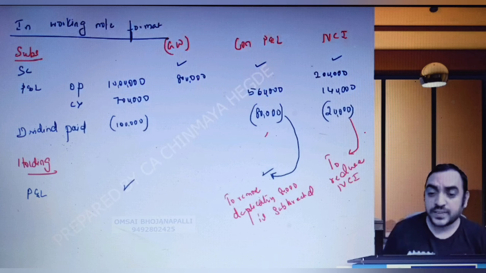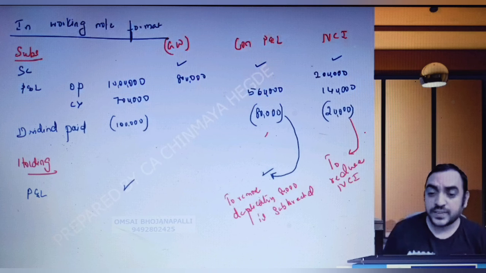And 20,000 is paid because the NCI balance will reduce. So this is to reduce the NCI balance. So the impact is very simple. You subtract in CONPL, NCI 20,000 will be reduced. And the cash balance anyway would have been reduced.